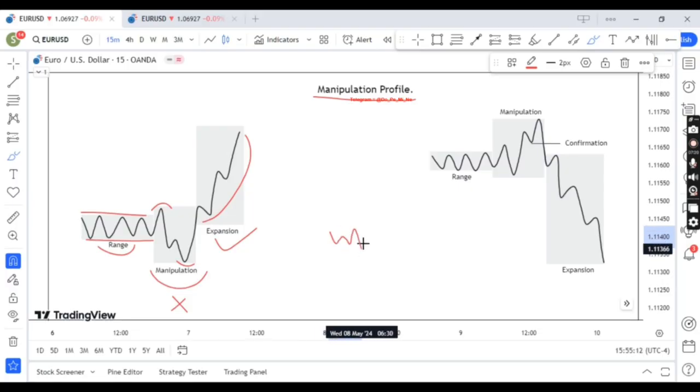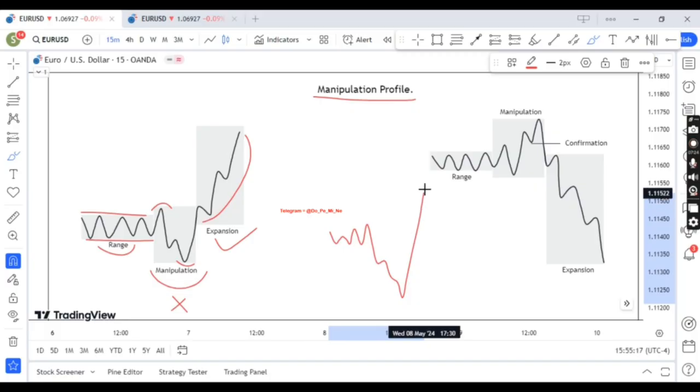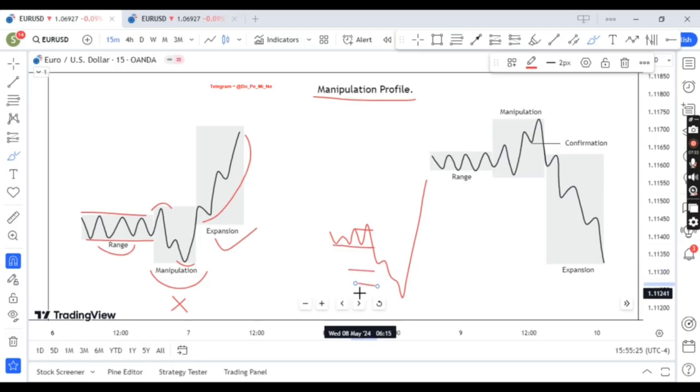manipulation is going to be, because let's say you took a turtle soup entry once liquidity was taken or a high or low was taken, then you cannot accurately measure where you're going to put your stop loss, because price can either have a big manipulation or a longer one or a small one, and you cannot measure it, right? It can take your stop loss and then expand in your designated direction.